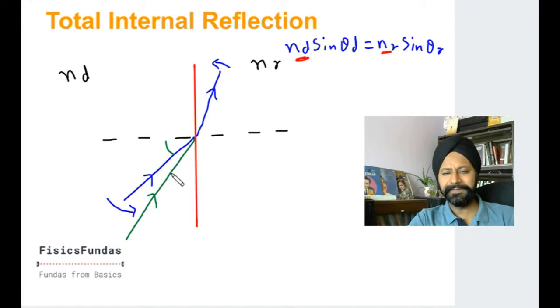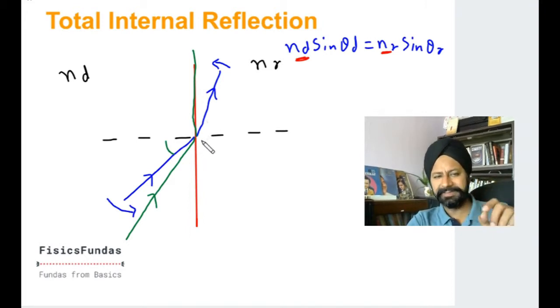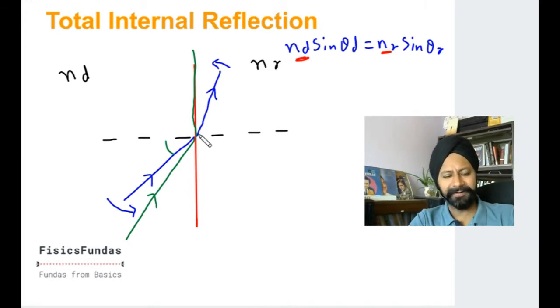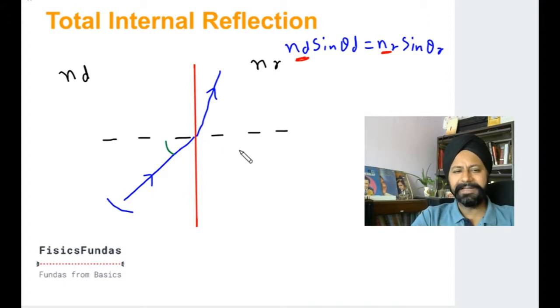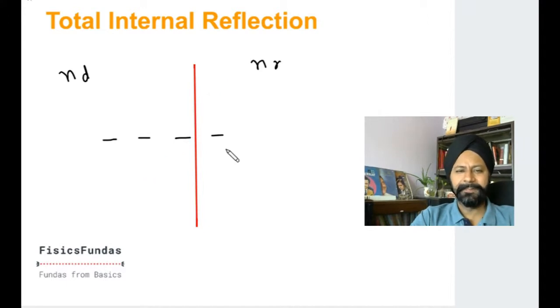For some angle of incidence that we will calculate, the angle of refraction will be 90. But if I throw the light a little more than that angle of incidence, for which this is 90, it will bend more. So then it will come back into the same medium. It is behaving like a mirror now. So let's calculate that part. Let's say I want to calculate how much is that angle for which the angle of refraction is 90.